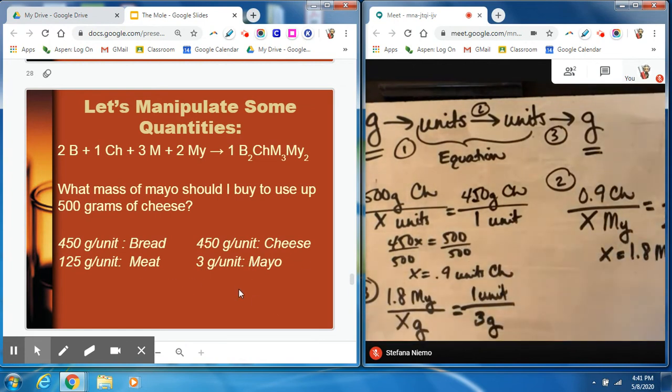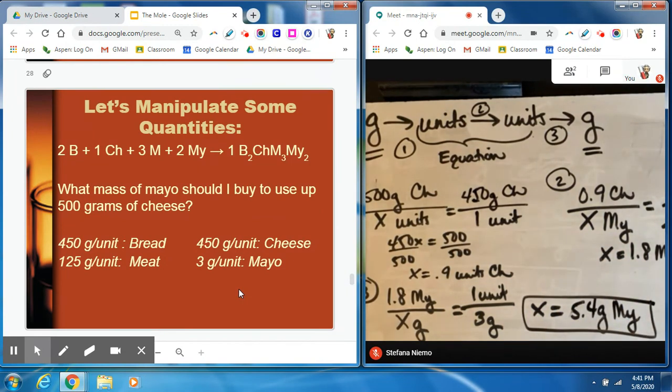So if we cross multiply and solve for x, we find that x is equal to 3 times 1.8, which is 5.4 grams of mayo. So if I wanted to use up 500 grams of cheese, then I would have to go to the store and make sure I bought at least 5.4 grams of mayo.